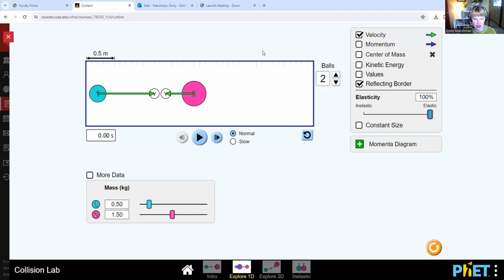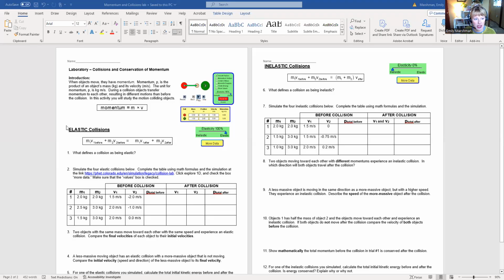Let me stop sharing, and then I'm also going to bring up the lab manual for this. Okay, so here's our lab manual. There's two types of collisions that we're going to be focused on. The first type of collision we're going to look at in this simulation are collisions which are called elastic collisions. And these are the kinds of collisions where the objects bounce off of each other. The best example of an elastic collision are billiard balls. When they collide, they hit, and then they bounce off.